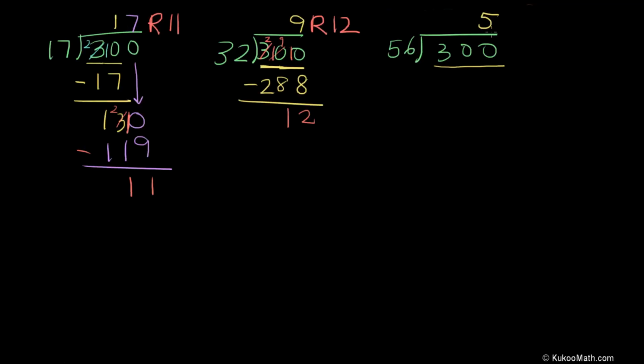Now let's multiply. 6 times 5 is 30. Put the 0, carry the 3. 5 times 5 is 25, plus the 3 is 28. And now we subtract. You could do this mathematically and write it out, but 300 minus 280 is exactly 20. You can do the math to make sure, but I know it's 20. 20 is less than 56, so it's good enough for a remainder. So our answer is 5 remainder 20.